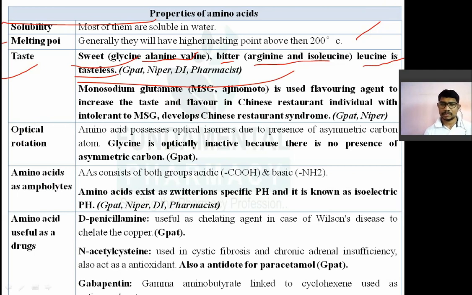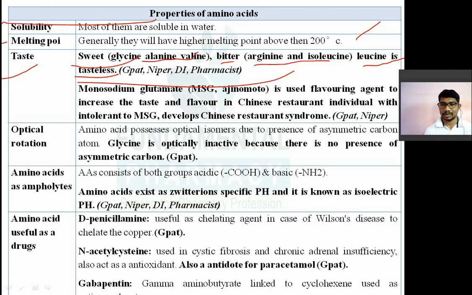If someone eats Chinese food at a Chinese restaurant, they get some flu-like symptoms, like an allergic type of reaction. They will sneeze and get a cold. So these flu-like symptoms develop due to monosodium glutamate in some individuals if they eat in a Chinese restaurant. That is known as Chinese restaurant syndrome. Commonly it is known as Ajinomoto, used as a taste and flavor enhancer.